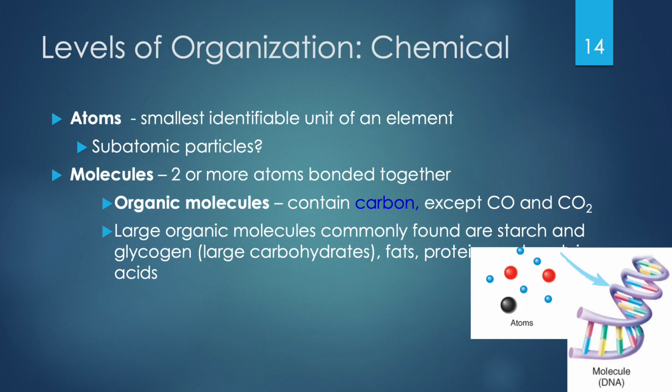Let's start with the lowest level of organization, the chemical level. So you probably recall that atoms and molecules are different, that atoms are the smallest possible unit of an element, whereas molecules will comprise two or more atoms bonded together. So when we talk about atoms, we'll talk about their subatomic particles sometimes, which include electrons, neutrons, and protons.